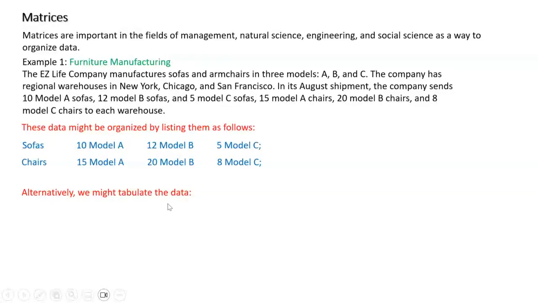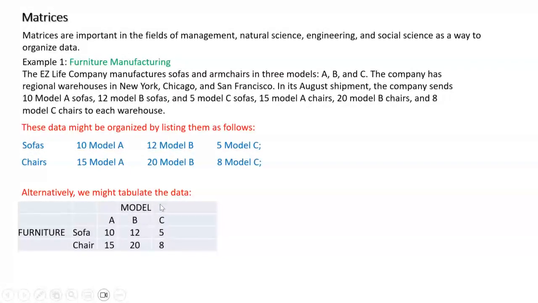We might tabulate the data in this form, right? On top, horizontally, are the models, Models A, B, and C, and vertically are the equipment, which are the sofa and the chair. So for the sofas, there's 10 Model A, 12 Model B, and 5 Model C. In a similar fashion, for the chair, we have 15 Model A, 20 Model B, and 8 Model C. Or it can be done as a matrix.